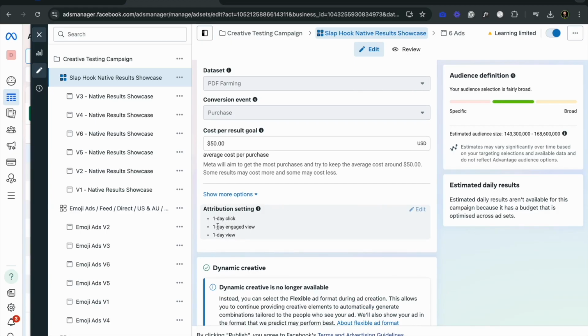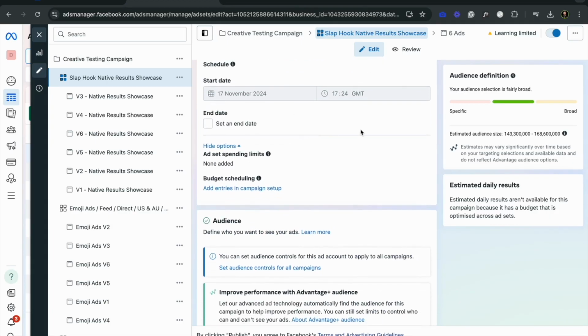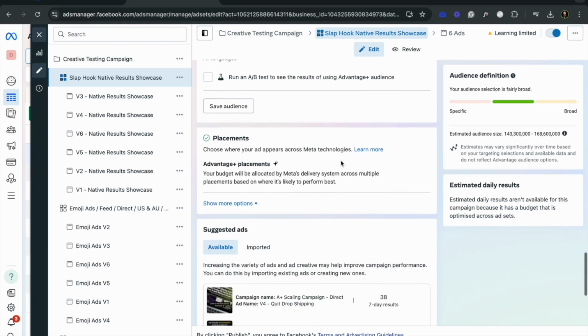Attribution settings: 1 day click, 1 day engage view, 1 day view. Make sure you change them. Don't put an end date. Never ever use that personally. I always switch to original audience options.